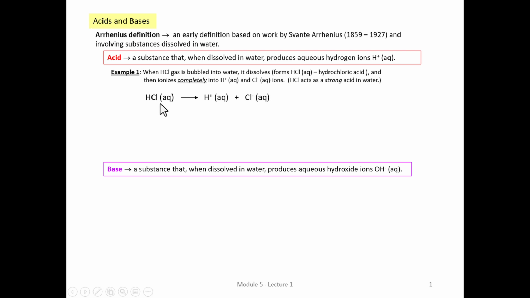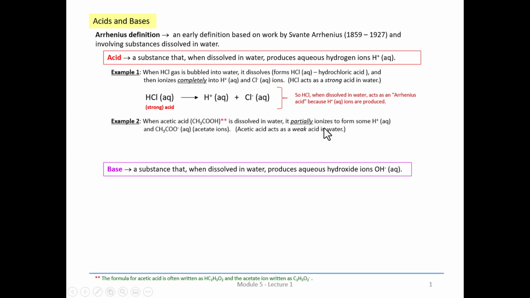If we wrote an equation showing this, we'd say HCl dissolved in water completely ionizes into H+ and Cl- ions. We label HCl aqueous as an acid, and not just an acid, but a strong acid. And we say that when HCl dissolves in water, it acts as an Arrhenius acid because H+ ions are generated.